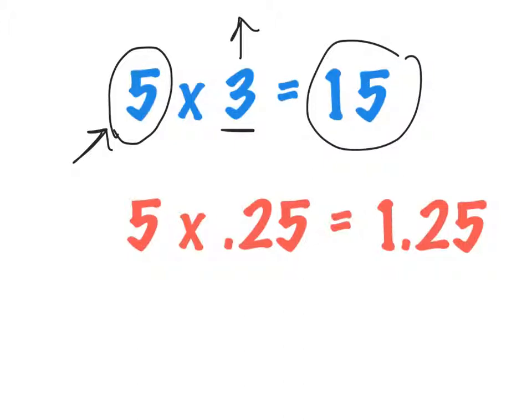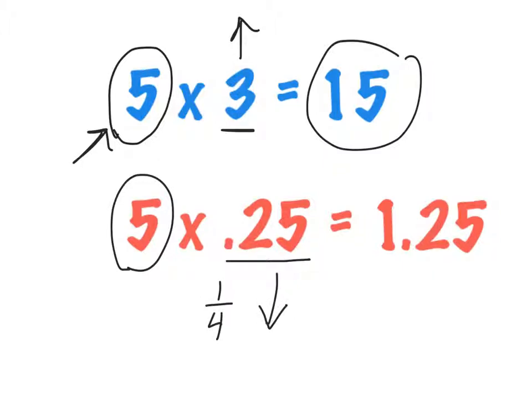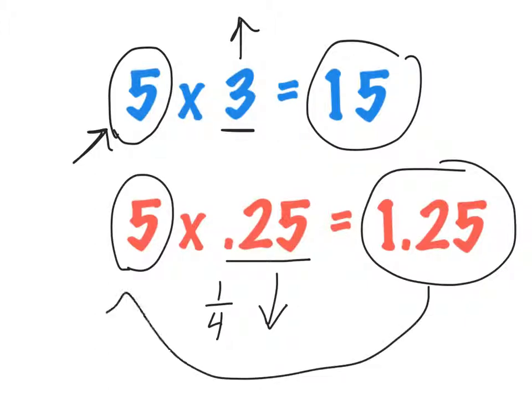However, if we look below, we are now taking the number 5, and we are multiplying it by 25 hundredths, which is also equivalent to 1/4, which is less than 1. When we multiply 5 by 25 hundredths, we get a product of 1 and 25 hundredths. And we can see that 1 and 25 hundredths is indeed smaller than our original number of 5. So in this case, our product is not greater than the original number.